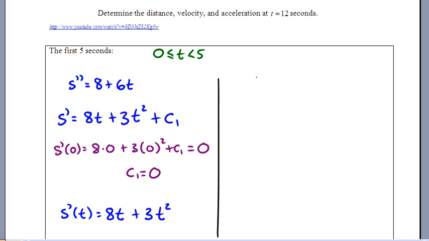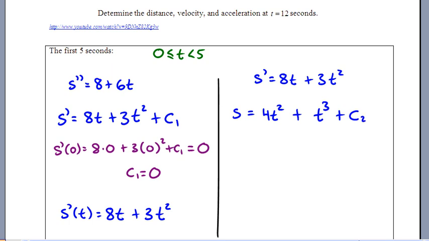Let's take that up over here. Here's another differential equation to solve. 8t plus 3t squared. It's only got t's on the right-hand side. It's beautiful for just doing an antiderivative. So it looks like position would be 4t squared. Just doing some antiderivatives here. Plus, well, this is just going to be a t cubed because you'd have a 1/3 and then the 3s are going to go away. And another constant, constant number 2.